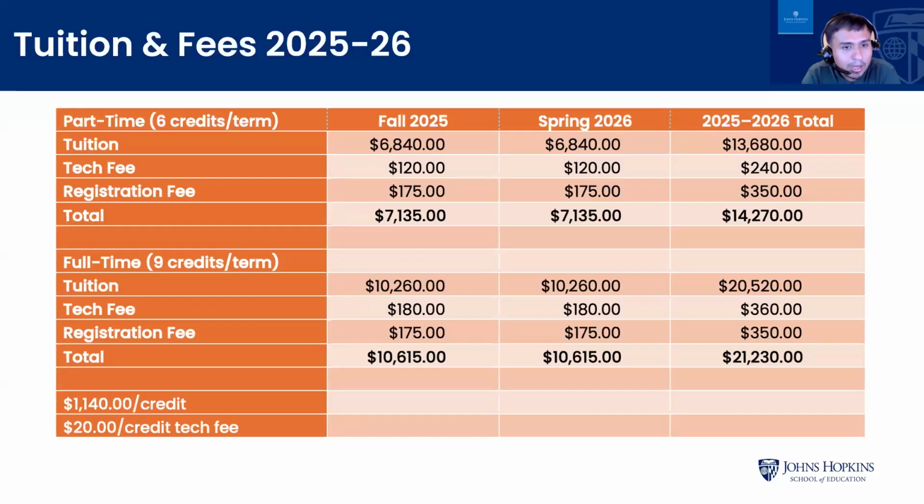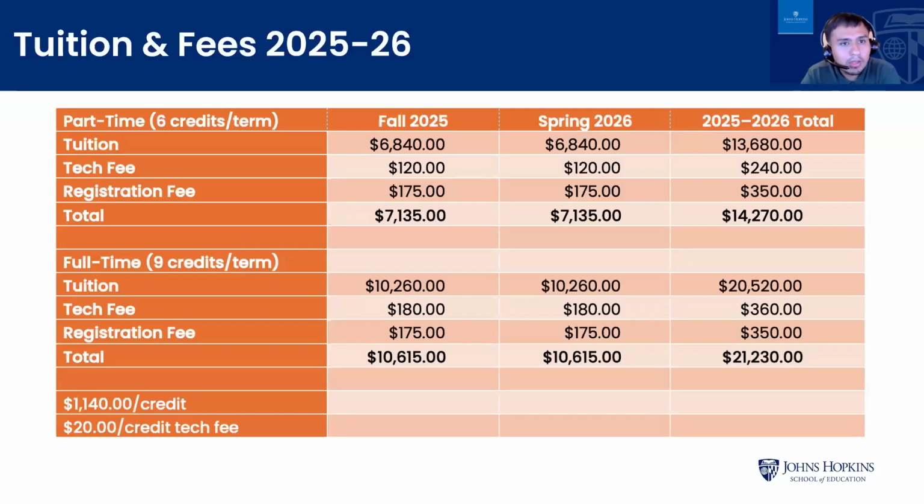But this is just a good point of reference for you all to have an understanding of the cost of the program. So generally, for a program like this, you're looking at $1,140 per credit. This is a 30 credit program. There is an additional $20 per credit tech fee. So if you are doing the math, you want to add that $20 per credit to give you an idea of what a 3 credit course would look like. Feel free to take a screenshot of this. It's also on our website.